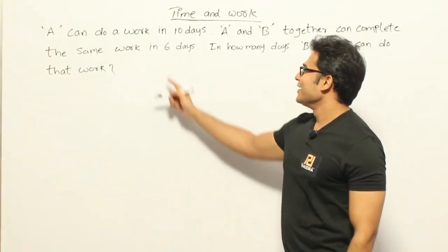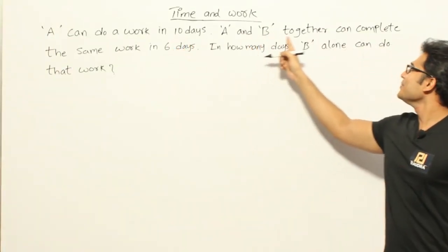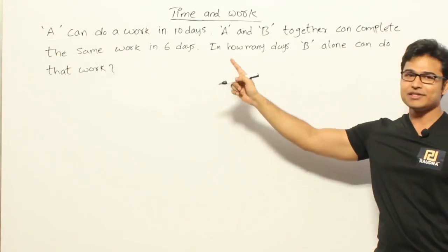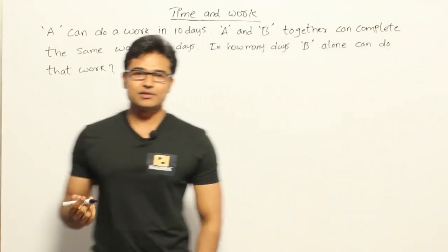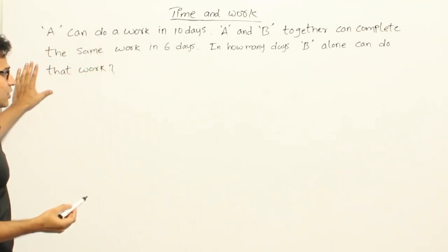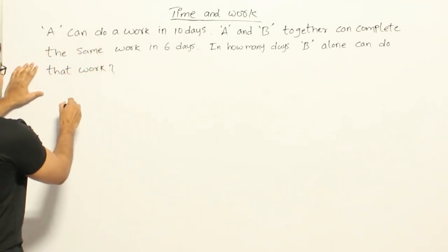Let's see this question. A can do a work in 10 days. A and B together can do the same work in 6 days. Then in how many days can B alone do that work? So there are various ways of solving it. One is you can see how to solve it with a formula.